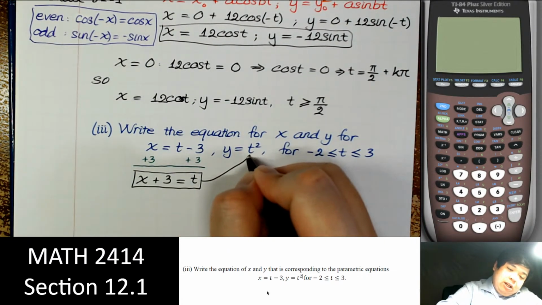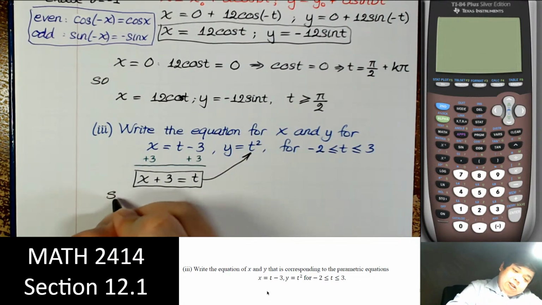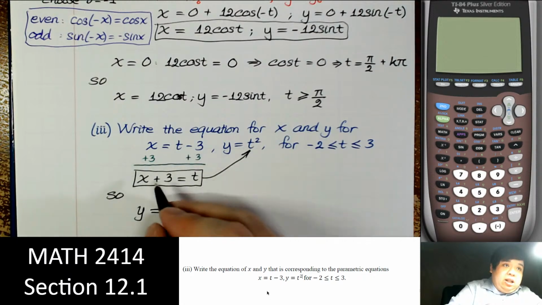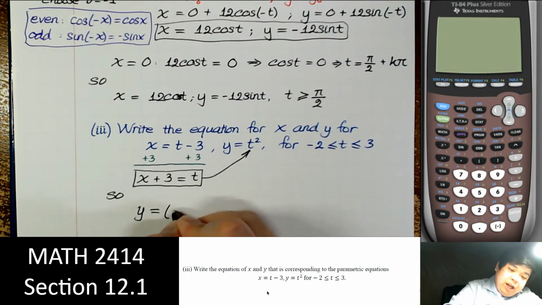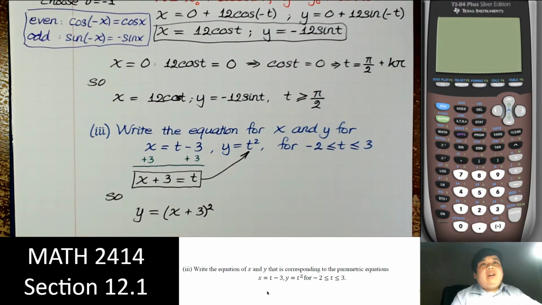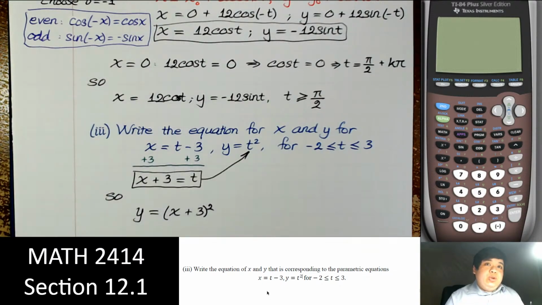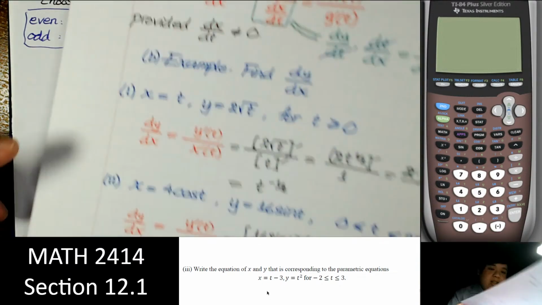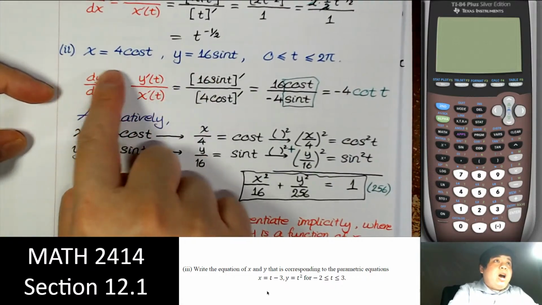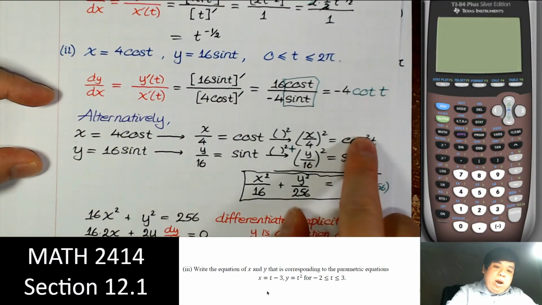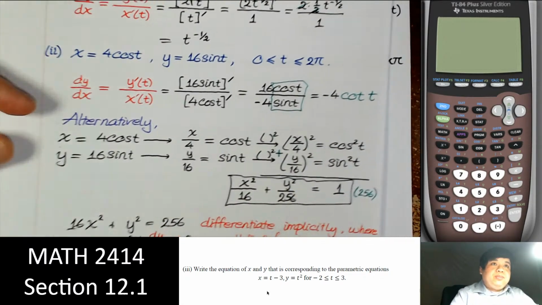And we substitute that in there. So we have y = t, x = t + 3, so y equals (x + 3) squared. Simple enough, right? So if we can solve for one and substitute into the other, we do that. Unless, of course, we have both cosine and sine. The way to do that is to isolate cosine and sine, square both sides, and turn into this.